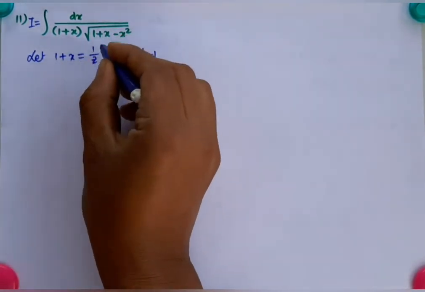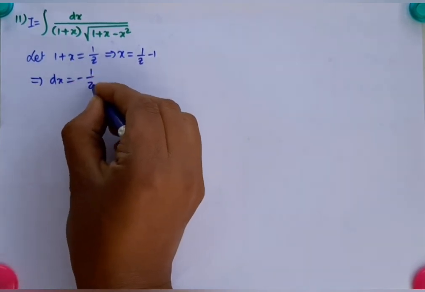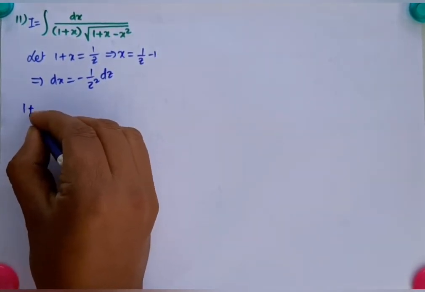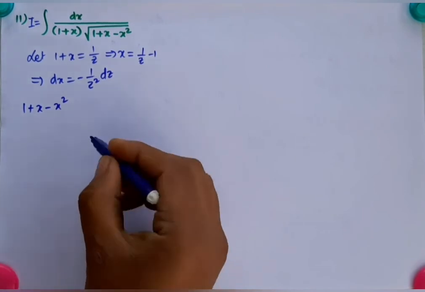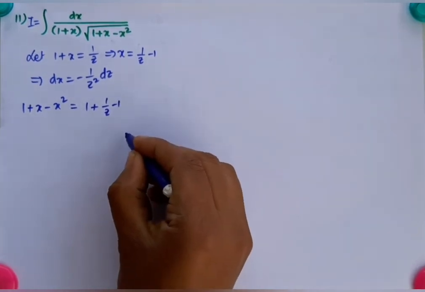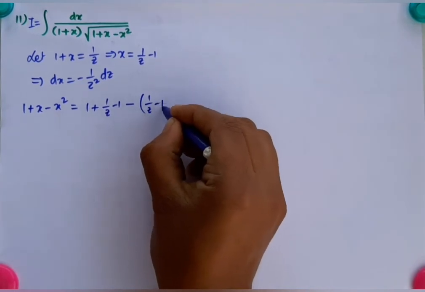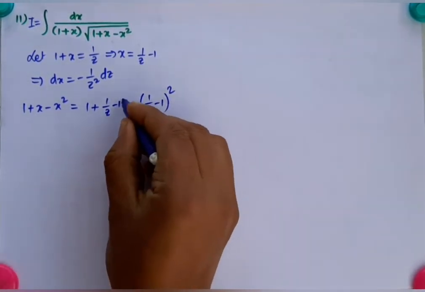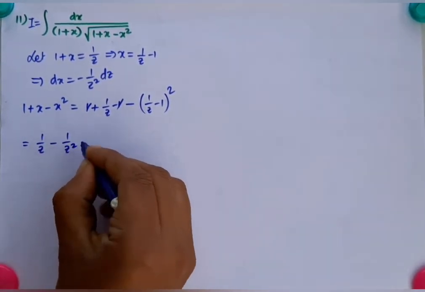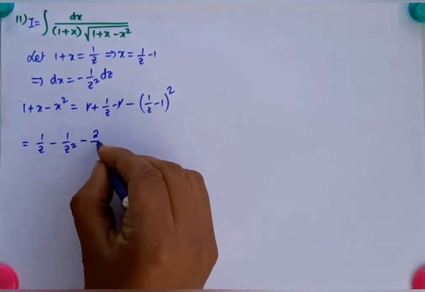Okay, so differentiate this, and you get again dx is equal to minus 1 by z squared dz. And ultimately again we have to find the value of 1 plus x minus x squared. Let's find it. So 1 plus x, instead of x I am writing 1 by z minus 1, minus x squared, that is 1 by z minus 1 whole square. So you clearly see that this gets cancelled, so we have 1 by z minus 1 by z square. After simplifying this you will get minus 2 by z.